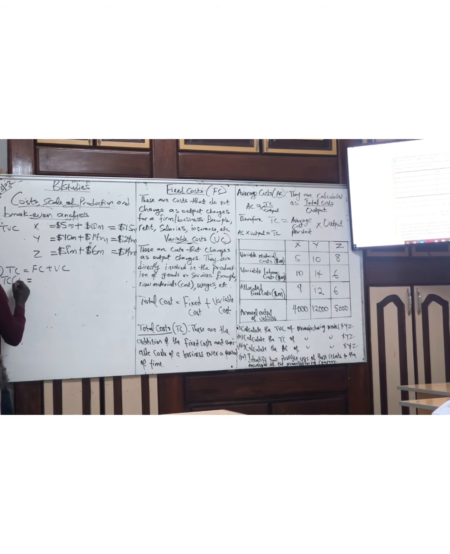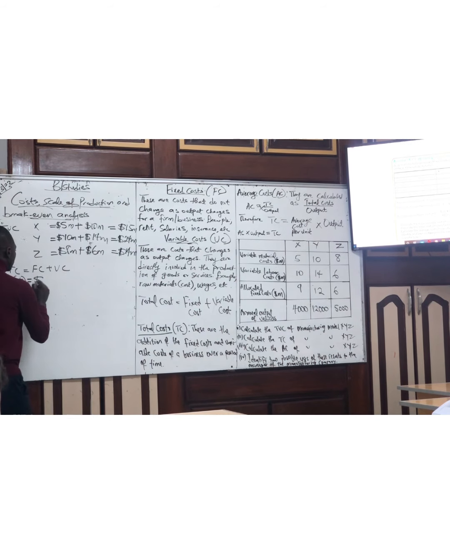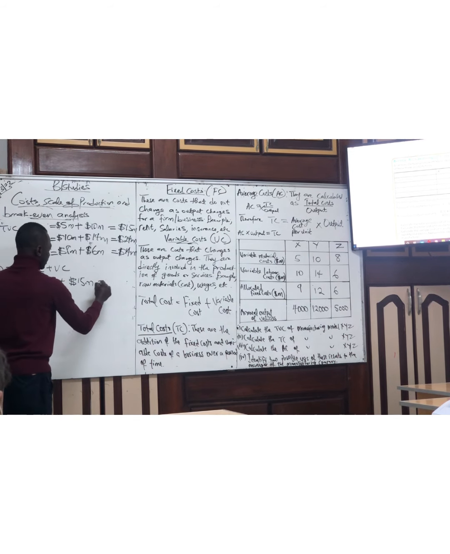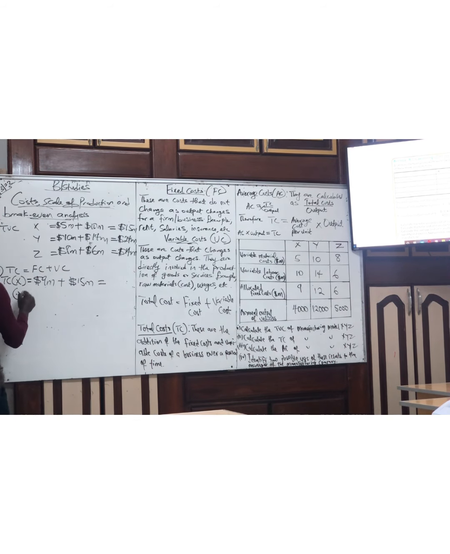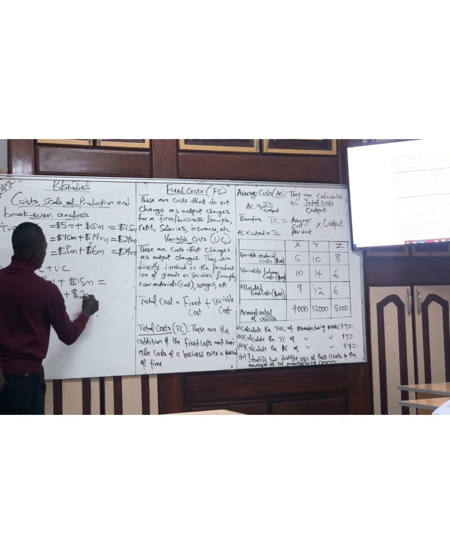TC for X equals what? The FC of X, 9. So we have $9 million plus the VC of X, $15 million. Do we get it? Yes. For Y, the FC of Y, 12 million, right? Yes. Plus 24 million. Okay.